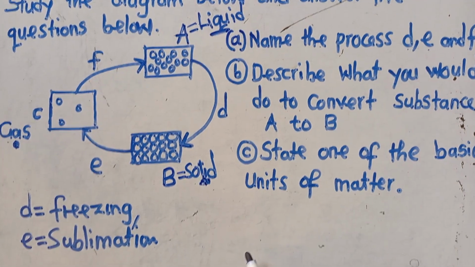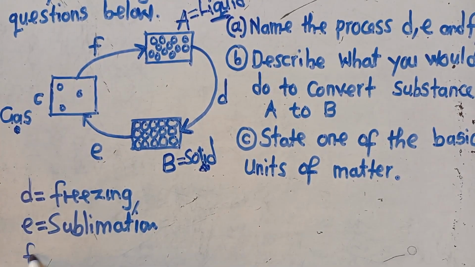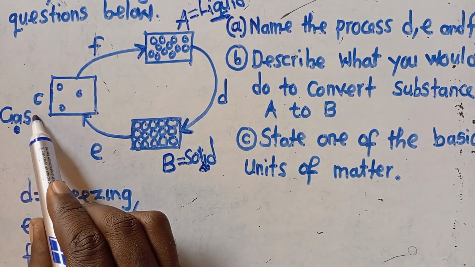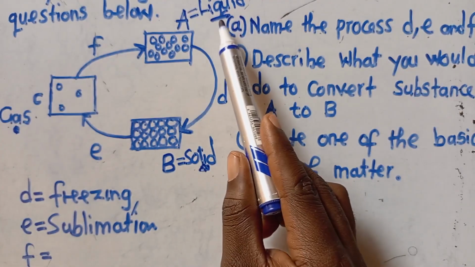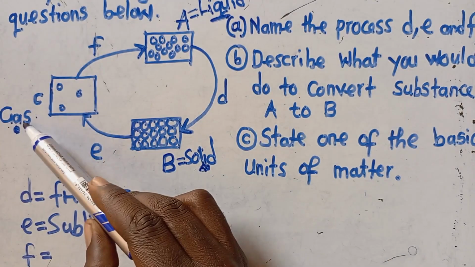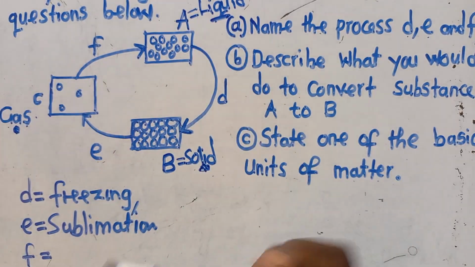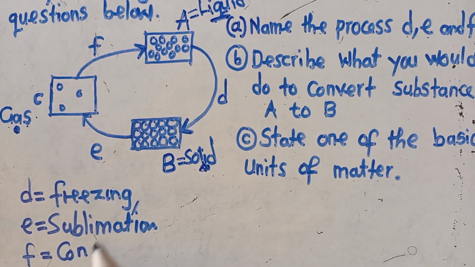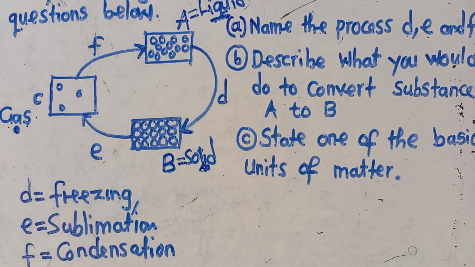We now go to the last one, that is F. So what do we call the process F? We've got a gas changing to a liquid. This process is called condensation. This is what you are supposed to know. So these are changes of states of matter, and you need to make sure that you know them. I guess you know these things. We are just revising together.